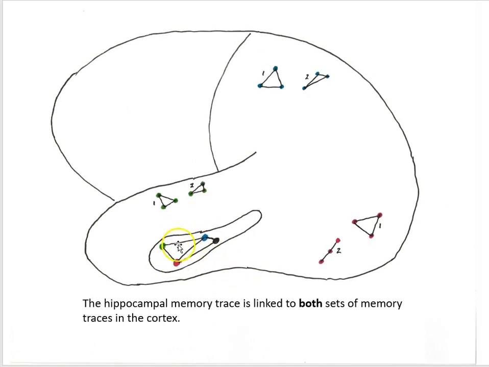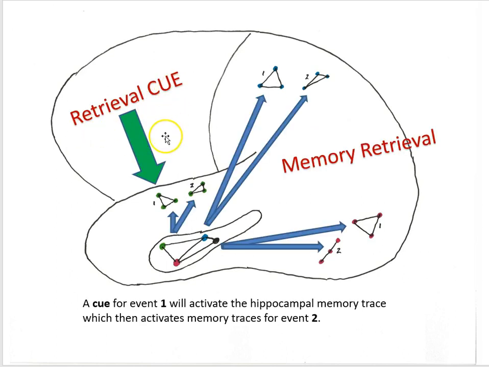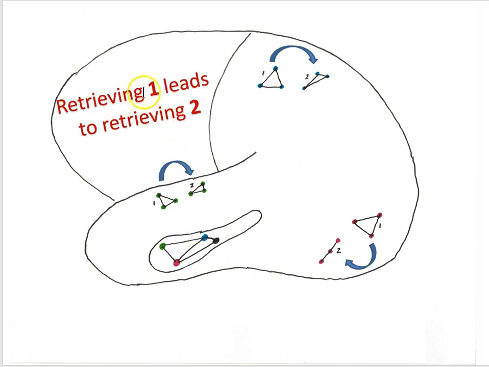In addition, we know these hippocampal memory traces are linked to the cortical memory traces, and in this case we have 2 sets of cortical memory traces. The traces for event 1 and 2. So the hippocampal memory trace now will be linked to both sets of memory traces in the cortex. Should we get a retrieval cue for event number 1, you'll recall the cortical memory trace here for event number 1 will reactivate part of the memory trace in the hippocampus, and then we get pattern completion. The entire hippocampal memory trace gets activated, and then that activation will send signals to the cortex to reactivate both memory traces in the cortex. This means that retrieving the memory for event 1 will tend to lead to retrieving the memory for event 2. The memory traces are linked.